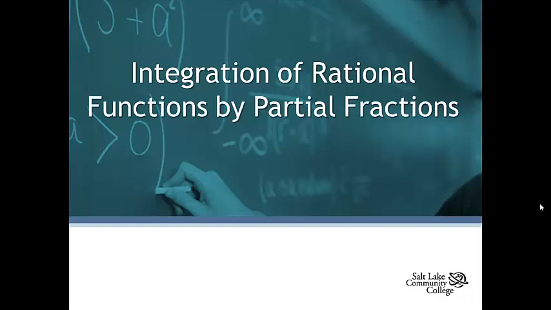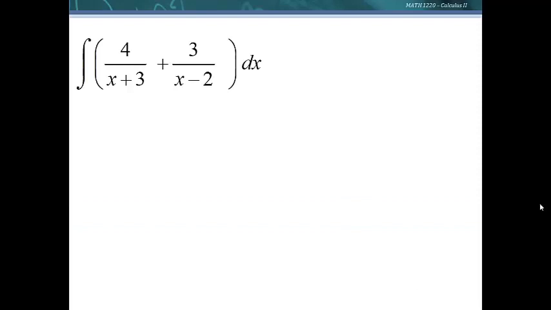We're going to learn about integration of rational functions by partial fractions. If we had to integrate these two different rational terms, we know the antiderivatives, so this would be 4 times the natural log of the absolute value of x plus 3, plus 3 times the natural log of the absolute value of x minus 2, plus a constant.